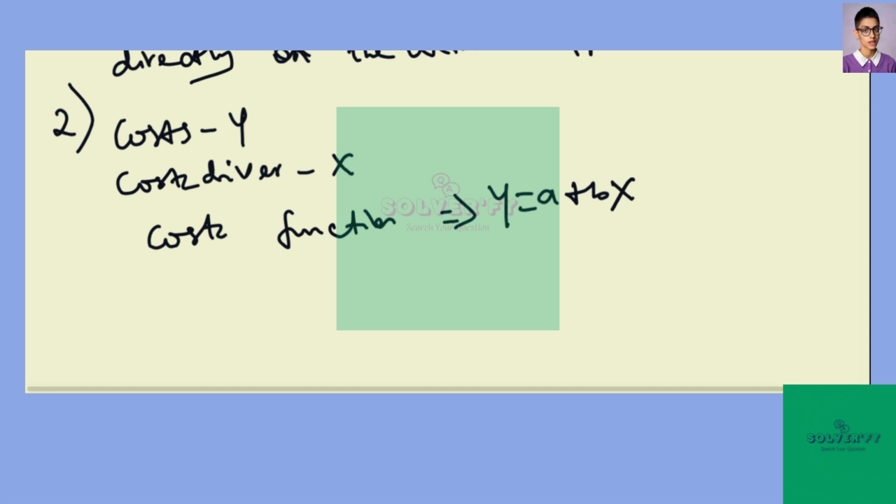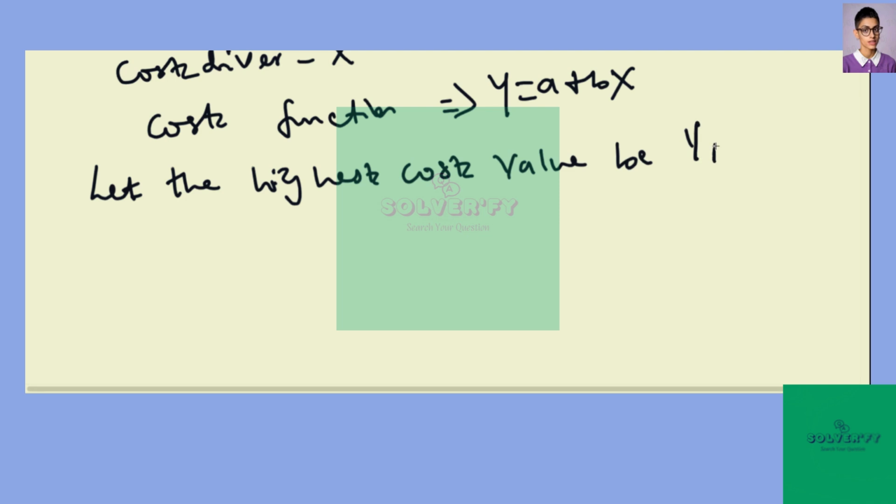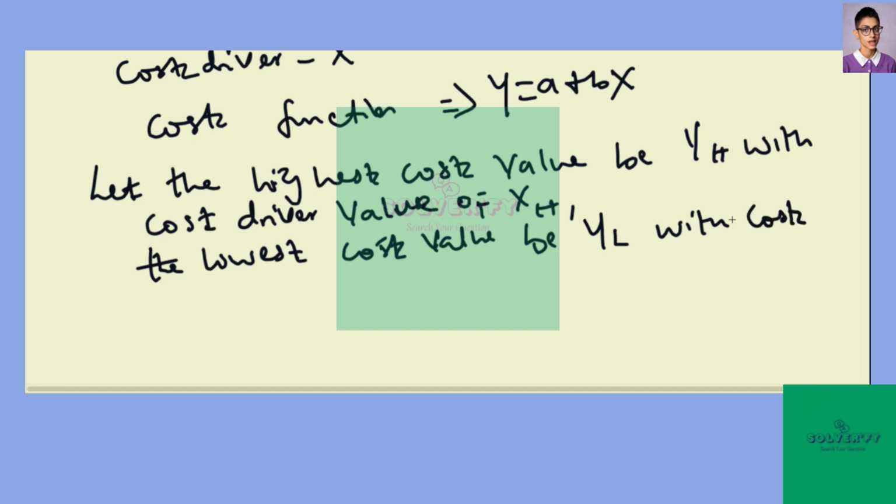So now for the cost, we're going to let the highest cost value be YH with the cost driver value of XH, and the lowest cost value be YL with the cost driver value of XL.